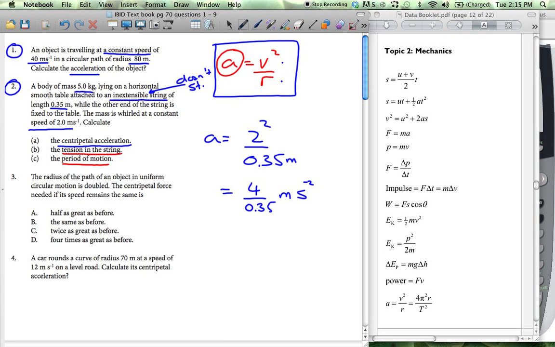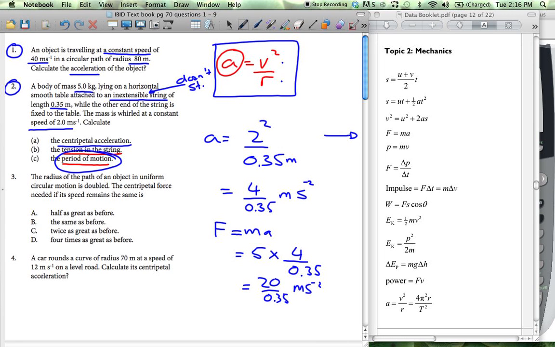The tension in the string: there we go to Newton's second law, F is equal to ma, so we can just put this in. It's going to be 5 times 4 over 0.35. So that's going to equal 20 over 0.35. I'm not doing the final calculations here. You can do that.